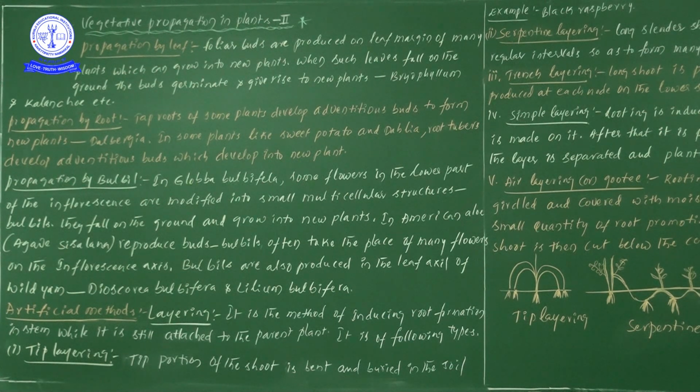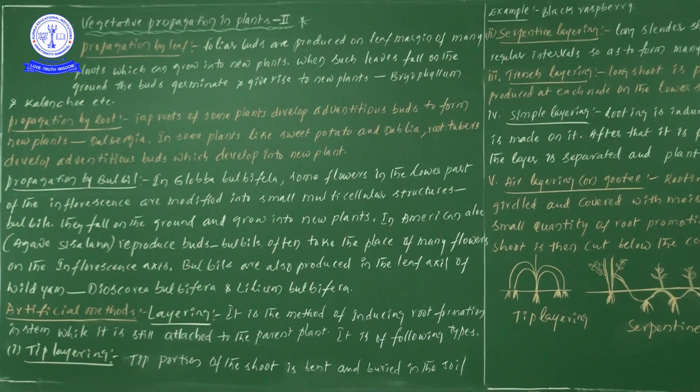So what are we observing? The development of bulbils on inflorescences, which helps in vegetative propagation. Okay, so here is one more important point, what is that?